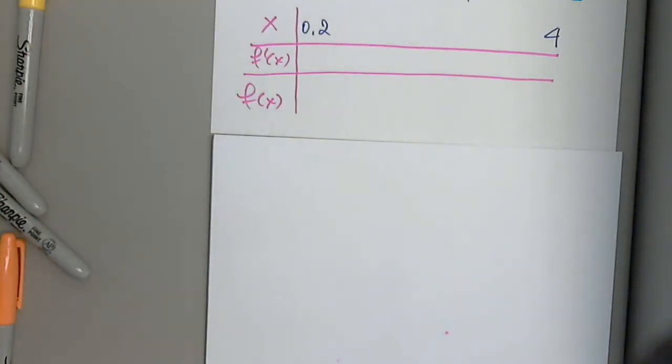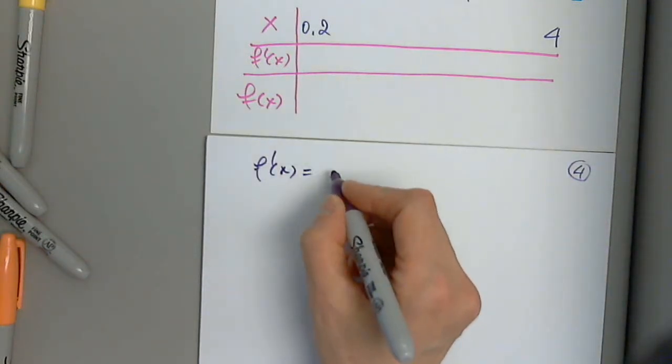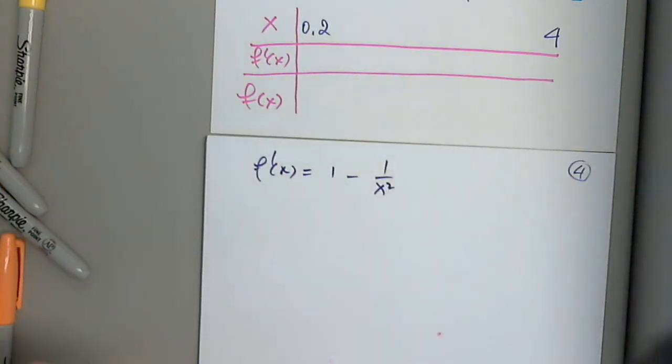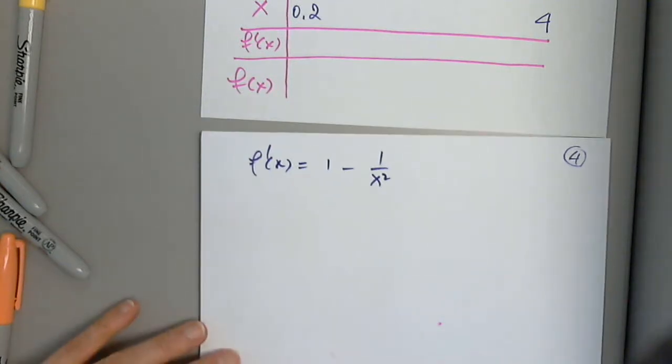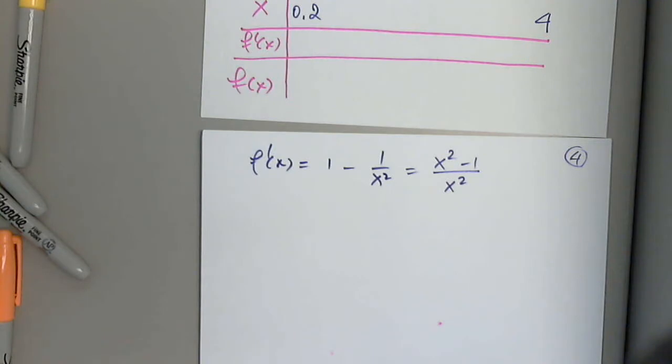Can anyone give us the derivative of this function? 1 minus 1 over x squared. Excellent. Thank you very much. Great job. So this is actually x squared minus 1 divided by x squared. I have to add or subtract, in this case, the two fractions. I have to change 1 into x squared over x squared, and I get this.